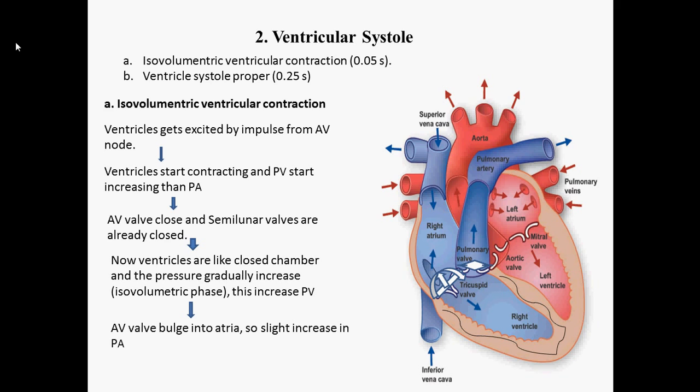That is followed by the generation of pressure in the ventricle, and as a result the atrioventricular valve bulges into the right atrium, or the mitral valve into the left atrium. So the whole phase is isovolumetric ventricular contraction. The volume is not changed, but the contraction has started.